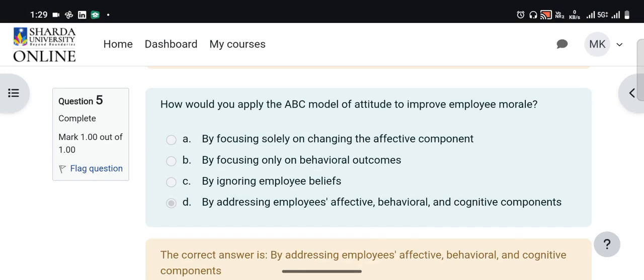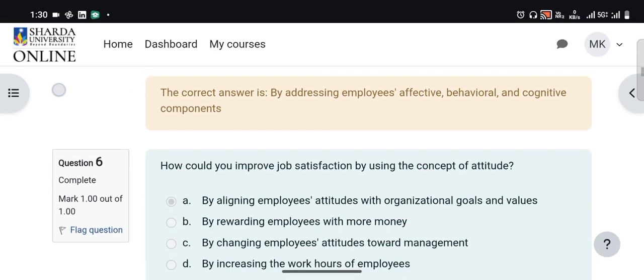Question number 5. How would you apply the ABC model of attitude to improve employee morale? Option A, by focusing solely on changing the affective component. Option B, by focusing only on behavioral outcomes. Option C, by ignoring employee beliefs. Option D, by addressing employees' affective, behavioral and cognitive components. The correct answer is by addressing employees' affective, behavioral, and cognitive components.